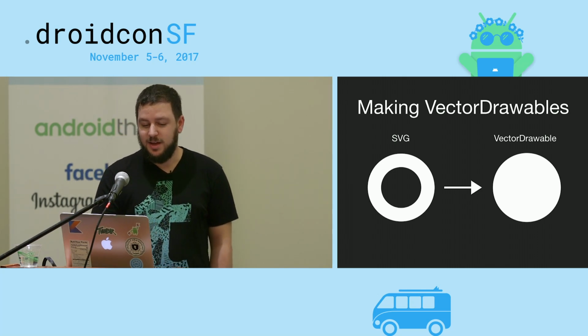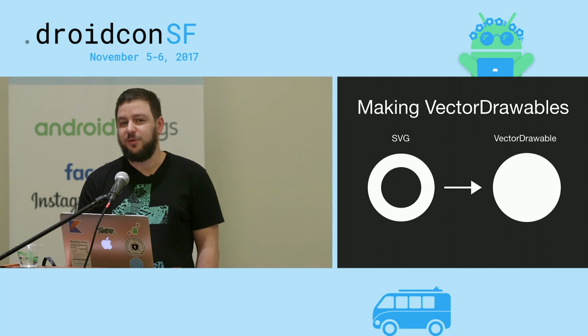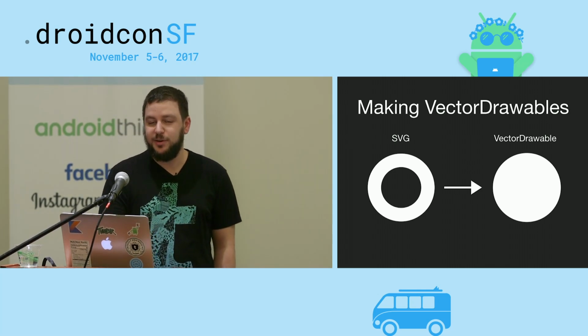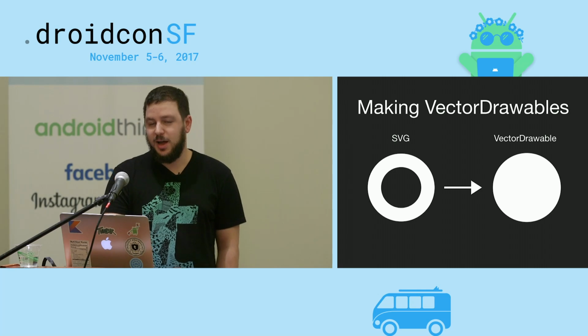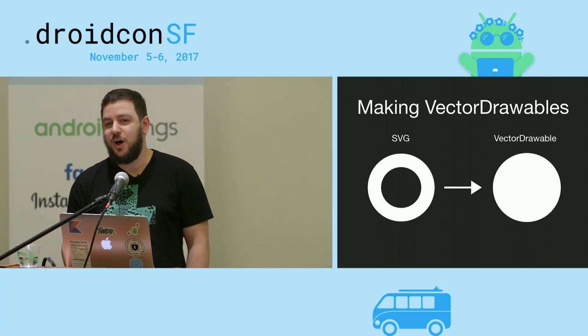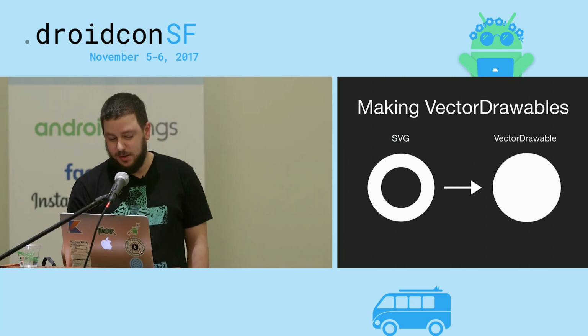Well, it turns out that the problem is the strategy used to determine whether or not to fill the shape. The SVG is using something called the even-odd fill rule. And as it turns out, Android only started supporting even-odd in version 24, Nougat.